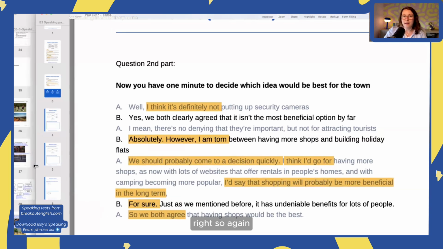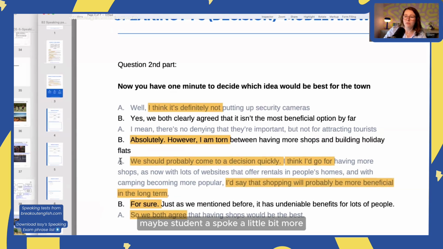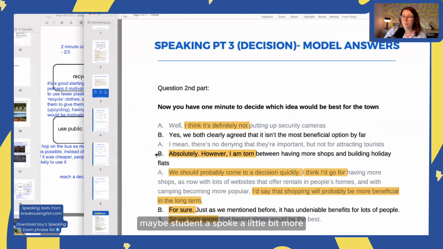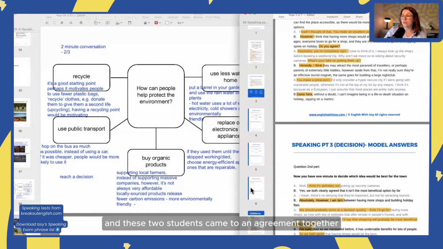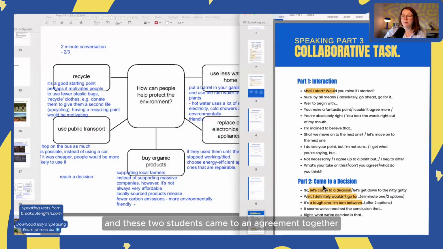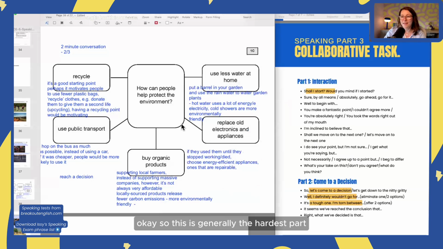Right. So again, both people have spoken mostly equally. Maybe student A spoke a little bit more, but that's absolutely fine. And these 2 students came to an agreement together. Okay. So this is generally the hardest part because 1 minute does fly by really quickly.